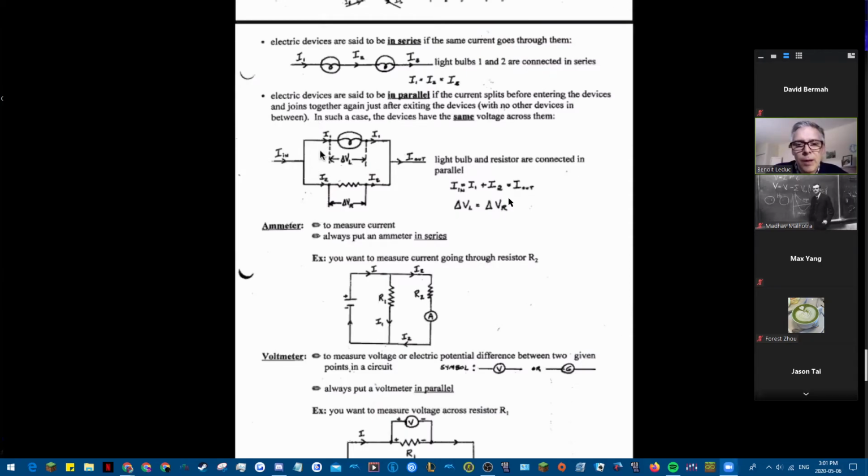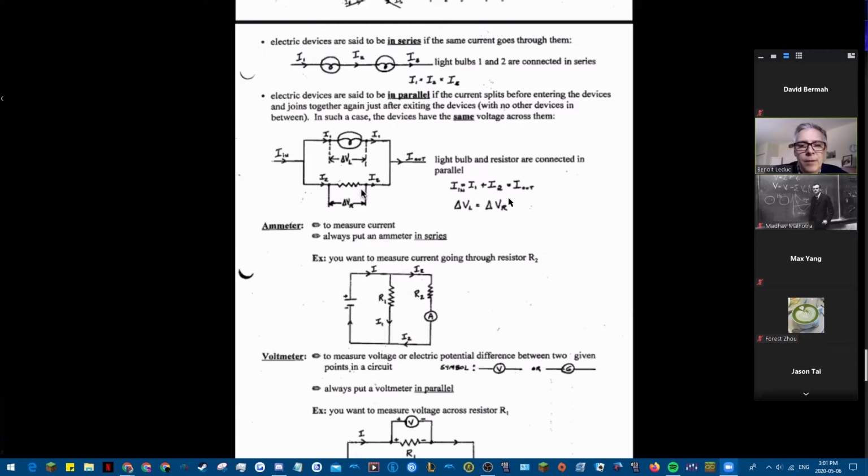You have another arrangement that is called parallel. Now, parallel is defined as this: the current splits, not necessarily evenly. The current comes in, splits, goes through each device without going through any other device, and rejoins right after. So whenever you have this, those electrical devices are said to be in parallel.